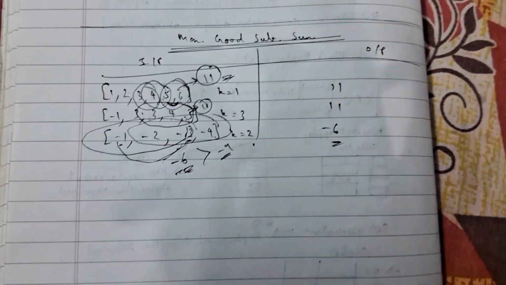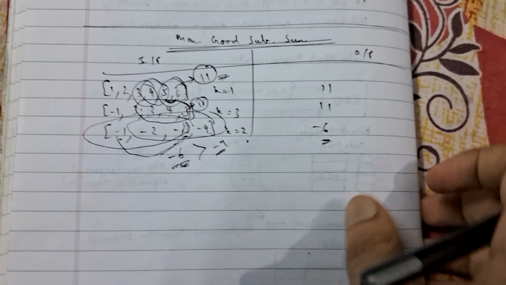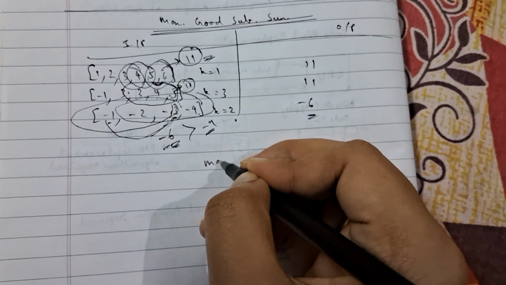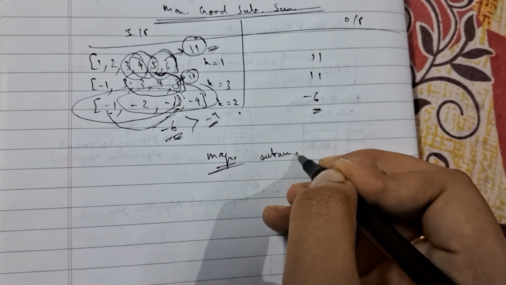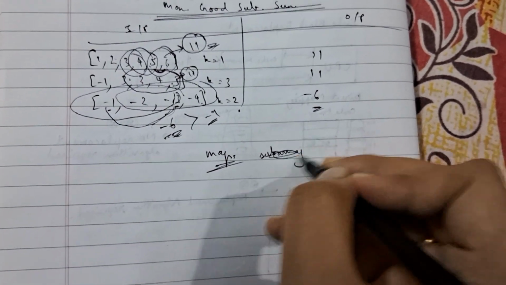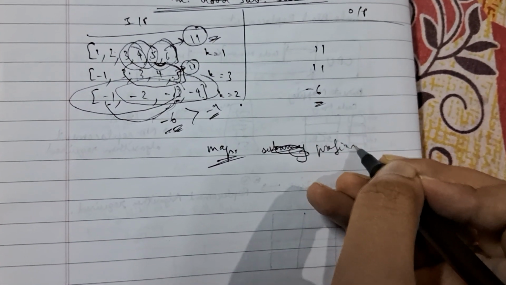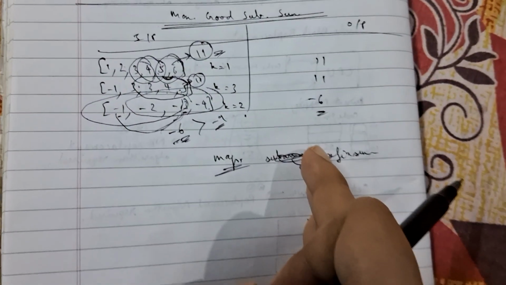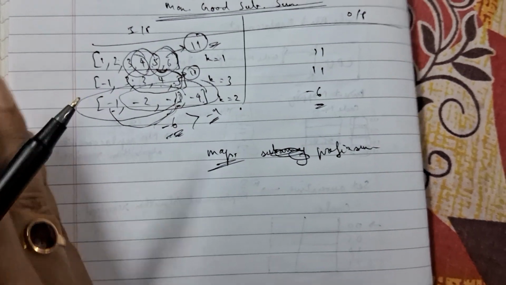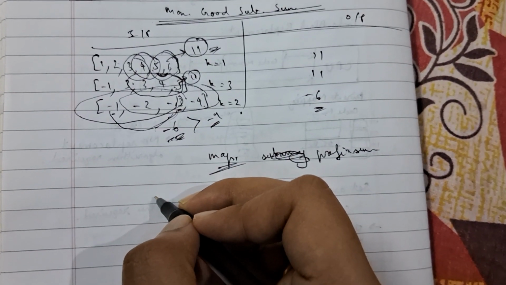Now how are we going to do this? Use a map. A map which is going to find the prefix sum. So what we're going to do is take the sum of all the elements before that element. So how can we do this?